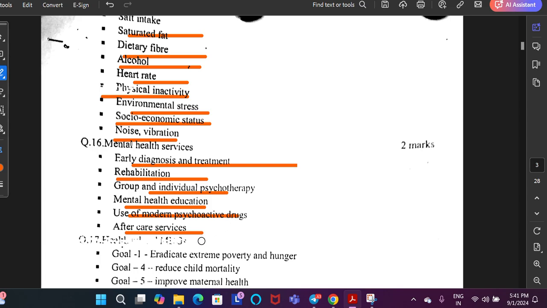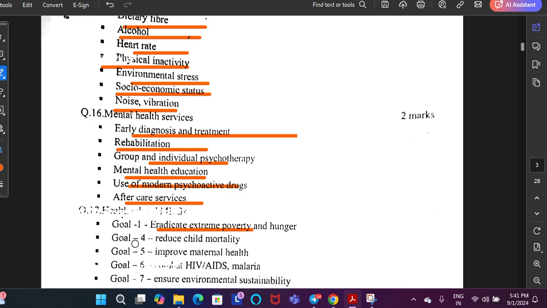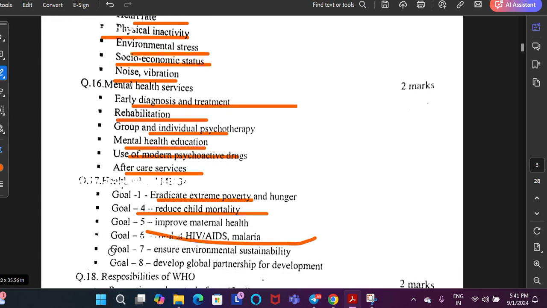17th question is health related Millennium Development Goals. Goal 1 is to eradicate extreme poverty and hunger. Goal 4, reduce child mortality. Goal 5, improve maternal health. Goal 6 is combating HIV, AIDS and malaria. Goal 7, ensure environmental sustainability. Goal 8, develop a global partnership for development.